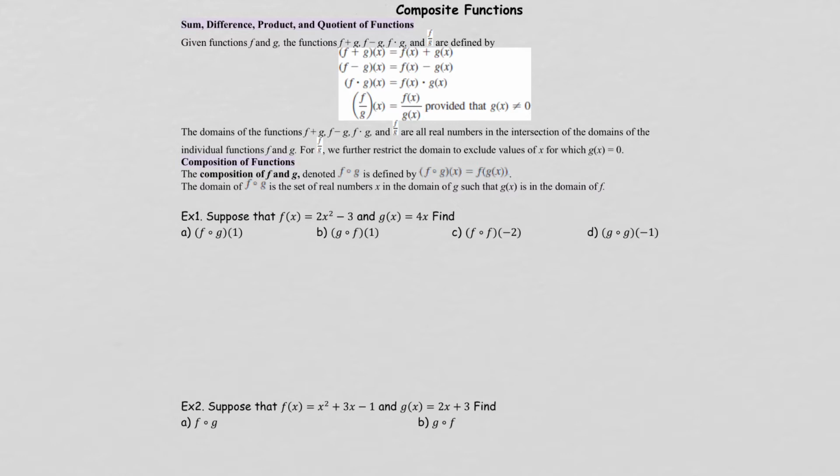When it comes to composition functions, the sign is a little open circle, a little different from multiplication. Multiplication is a dot. Composition is an open circle between two functions. It means that you're going to replace the second function into the first function. In order to find the domain of composition functions, you're not only looking for the restriction of the composition function, but you're also looking for the restriction from the inner function.